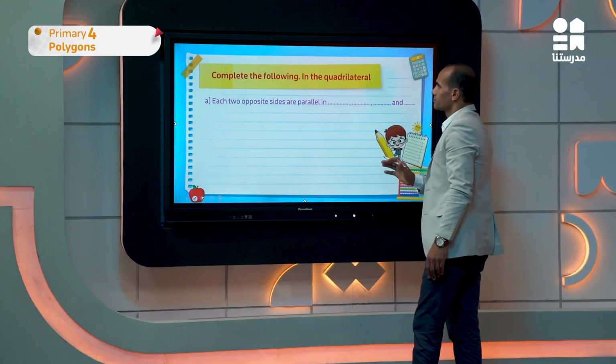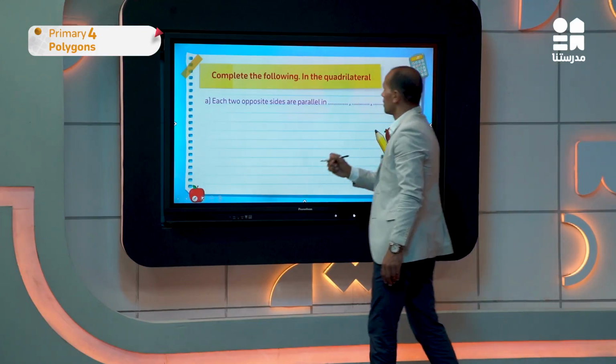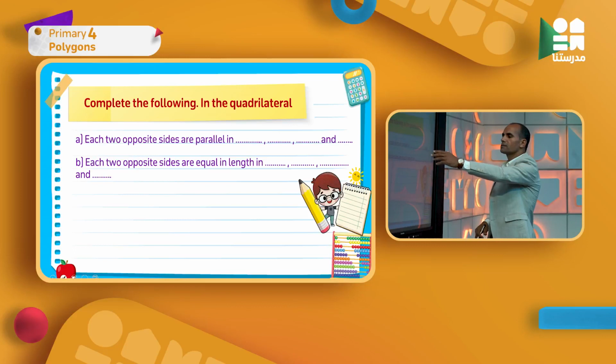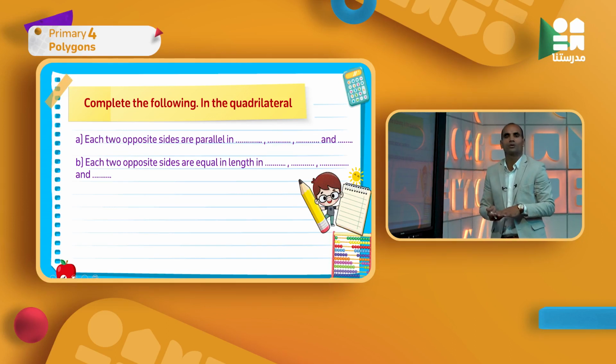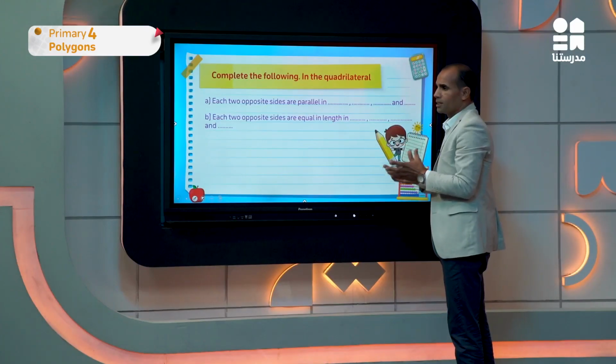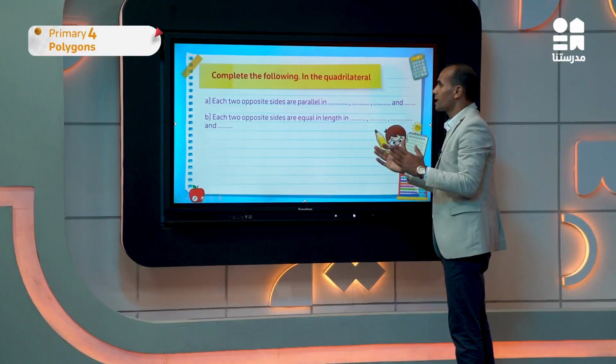Complete the following. In the quadrilateral A, each two opposite sides are parallel in what? We have here 4 spaces. We have 4 famous quadrilaterals. Remember them with me: rectangle, square, rhombus, and parallelogram. Why did we mention these 4 quadrilaterals? The parallelogram, of course, we studied, it is a quadrilateral in which each two opposite sides are parallel.